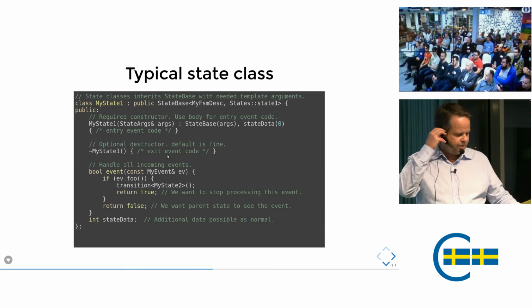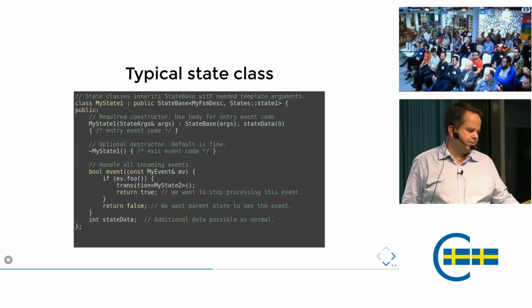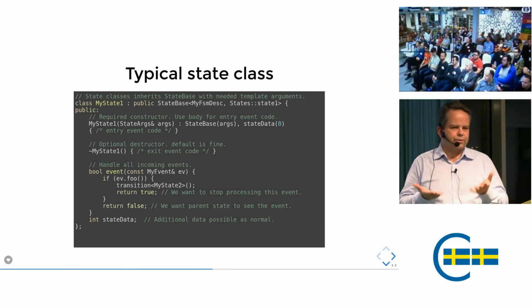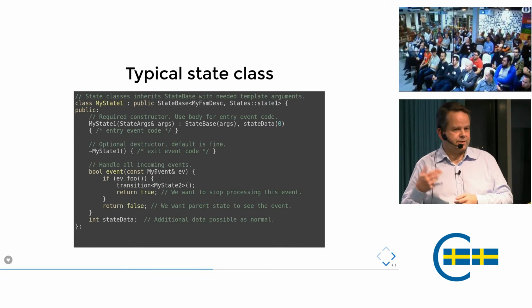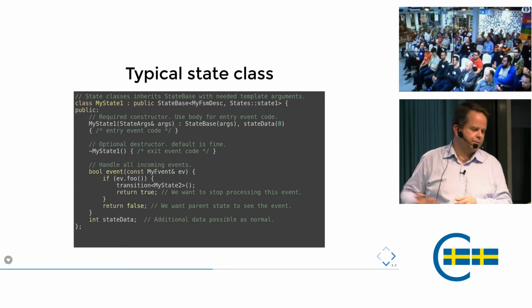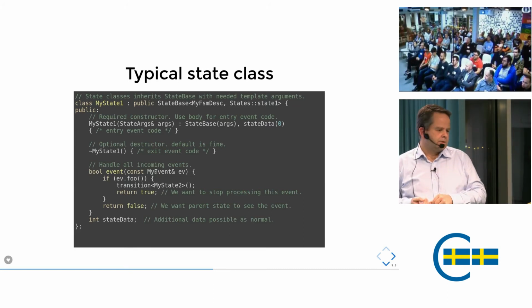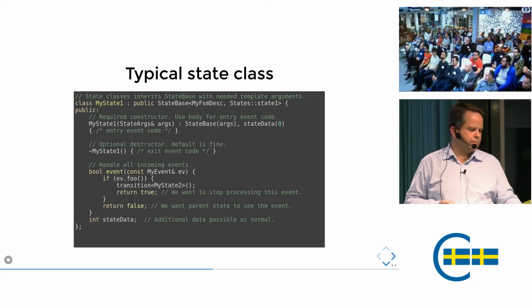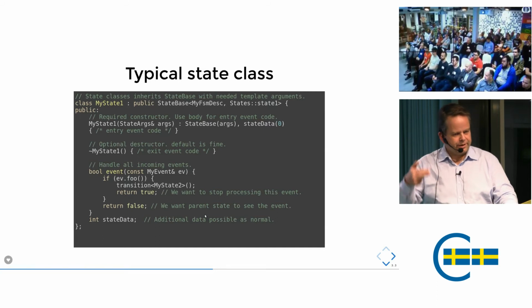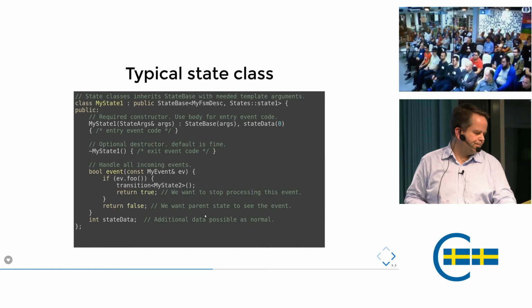And then the main functions are handled in this event function, where your event type is input. That can be a primitive type, like an integer or floating point. And then you do something interesting, and if you want to switch state, you do this transition function. Then you go to the next state. True and false, depending on if you want to continue down through to your parent states or to a lower level, sort of.